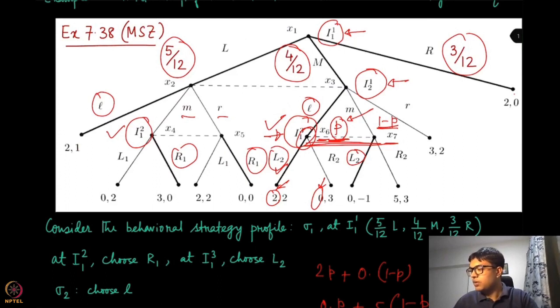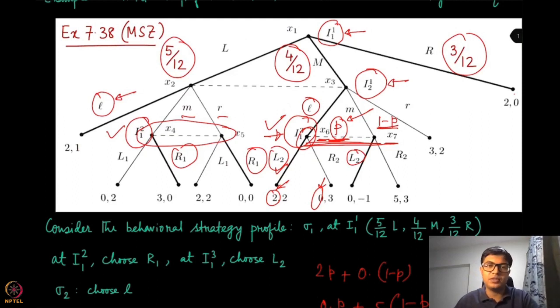Now what about this information set? By the choice of player 2, which is L, the conditional probability here is undefined, because the probability of reaching this information set is itself 0. So therefore we cannot really calculate any conditional probability on it. So therefore R1 is sort of vacuously rational, there is no harm for this player to play R1, because this node will never be reached.